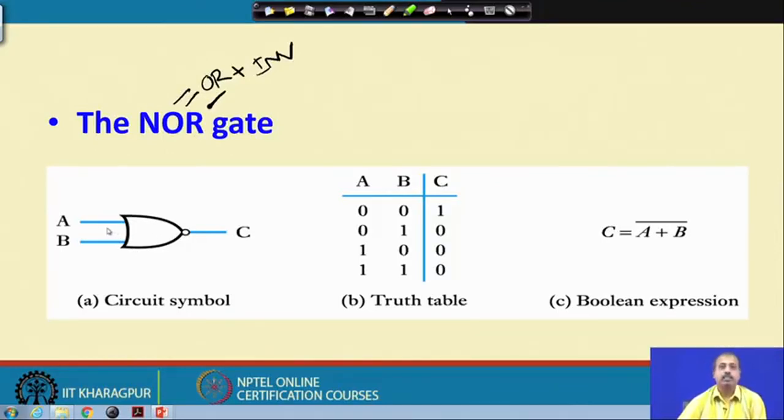Of course, the other things remain the same, like I can have more inputs here. The truth table is simple: the OR gate output was equal to 1 whenever any of the inputs was equal to 1. Since this is NOR, whenever any of the inputs is equal to 1, the output will be 0, and only when both the inputs are equal to 0, the NOR gate output is equal to 1. So C equals (A plus B) whole bar. That is the Boolean expression for NOR. Of course, you can apply De Morgan's laws on this to simplify the circuit, which we will see later.